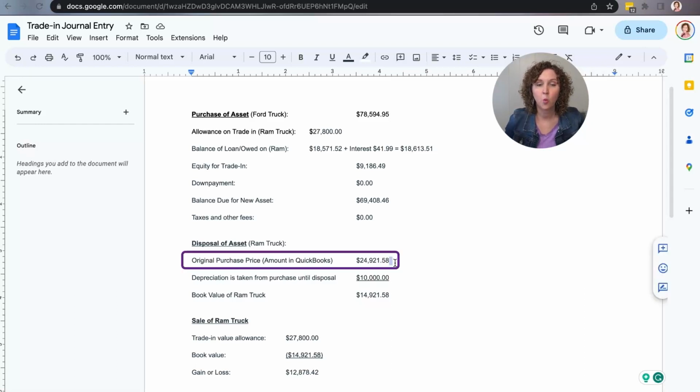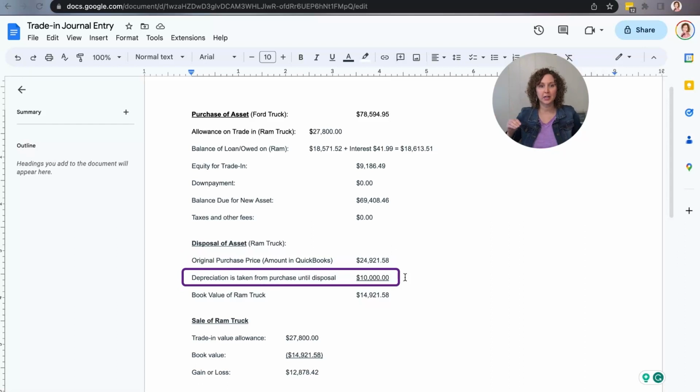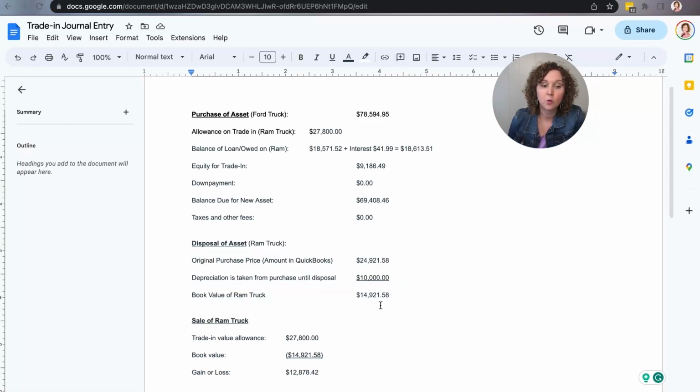So first, what's in QuickBooks as the value asset that you have in QuickBooks for, in this example, it's a Ram, it's whatever you traded in. How much have you depreciated? Because what you do with a fixed asset is you put in the full amount, but you write it off over time, as I was sharing. So in this example, it's $10,000, which gives us a book value of $14,921.58. You'll see where that applies later.